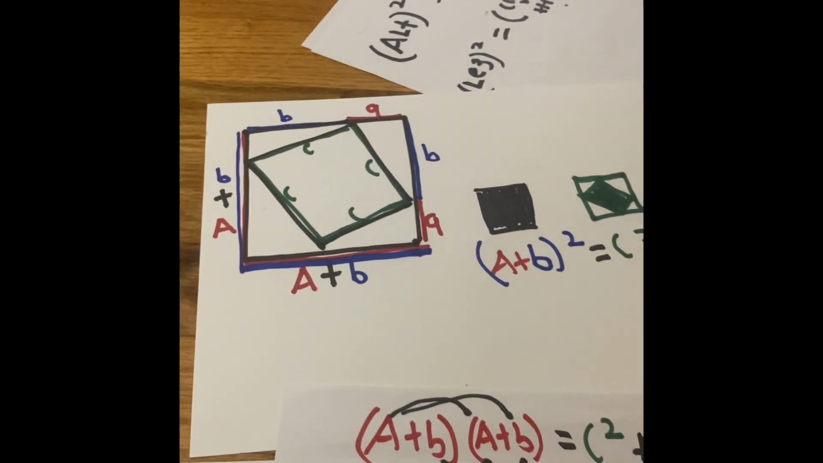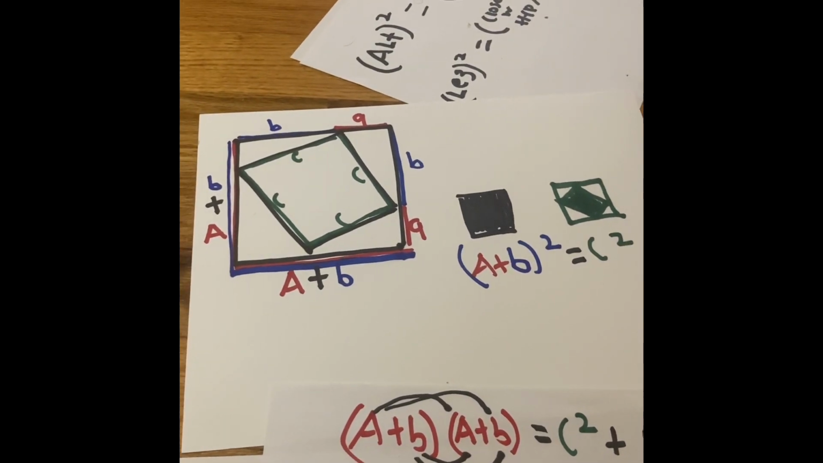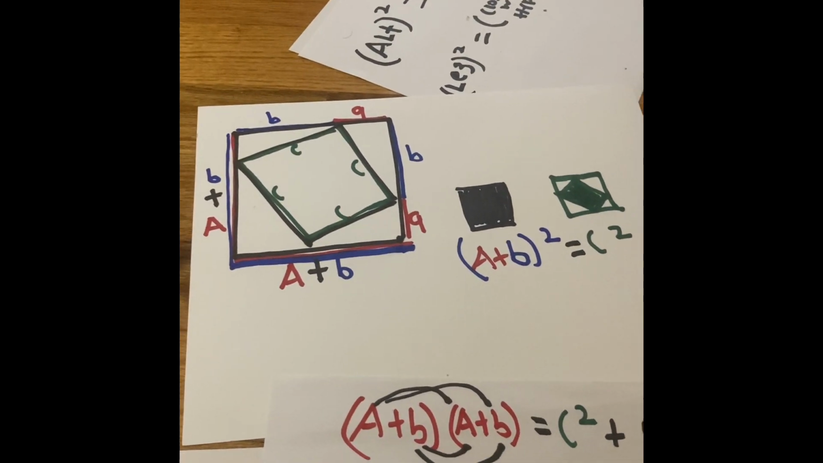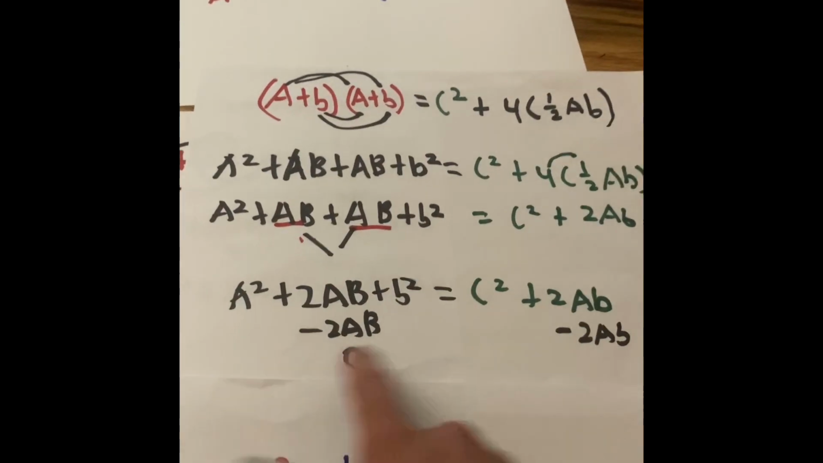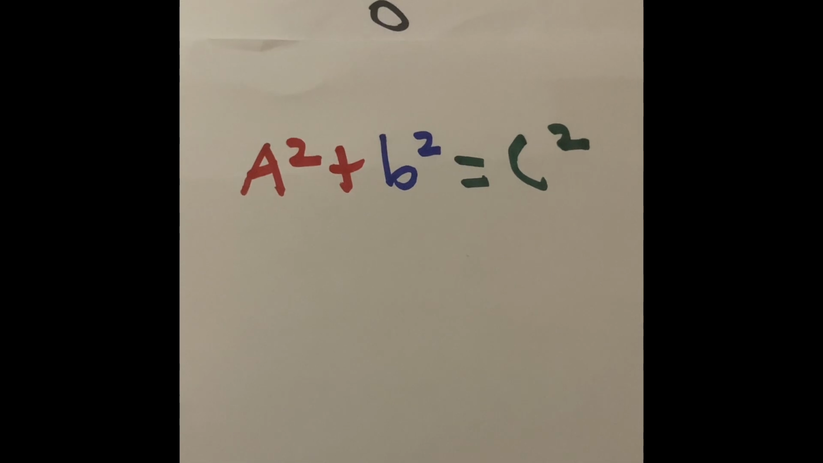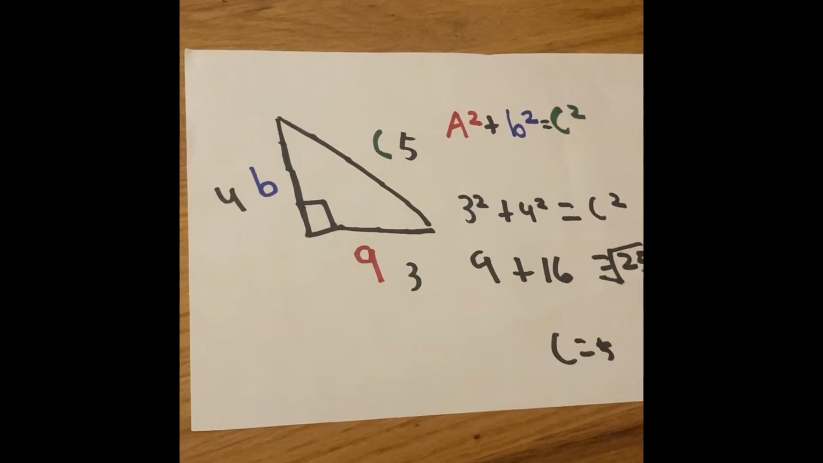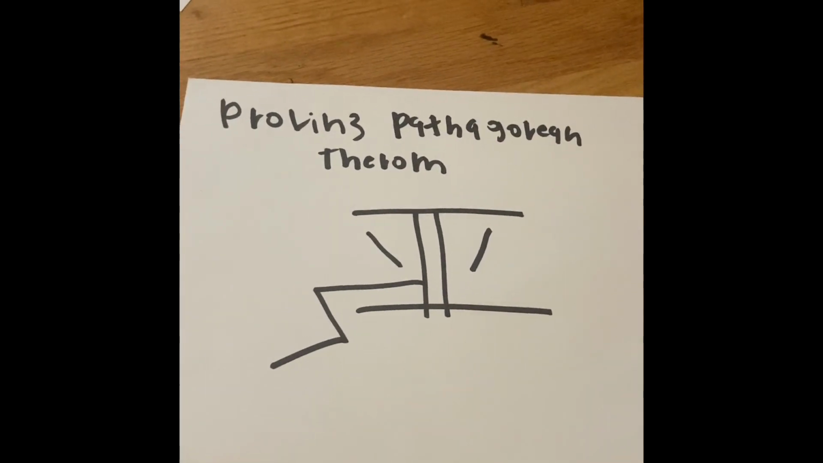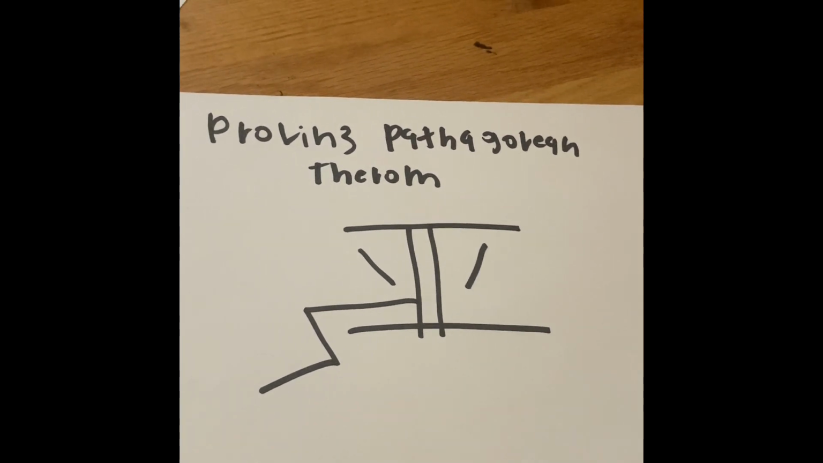Because what we did is find the areas of the two squares and the areas of the triangles, put that into an algebraic expression, and look what we got. This is the same as that. I hope this video has helped you understand proving the Pythagorean theorem.